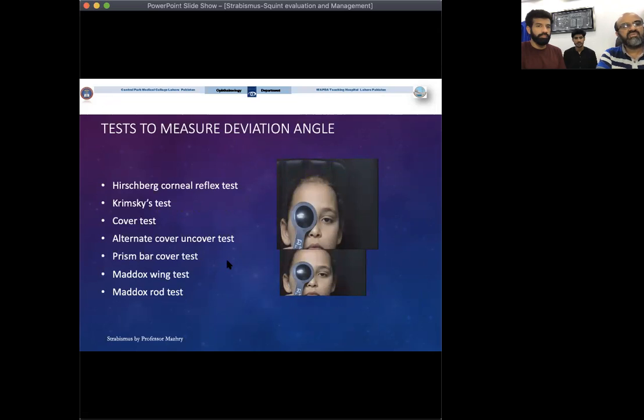Tests to measure deviation, one we have already discussed, is the Hirschberg test, the corneal reflection test. Then this is the cover test. You simply cover one eye. And then there is the alternate cover test, and the prism bar test. These tests are based on the principle of dissociation, right? All these tests except the Hirschberg test are based on the principle of dissociation.